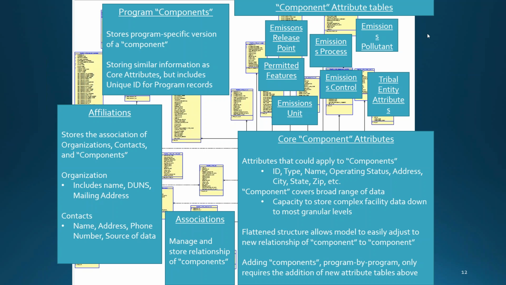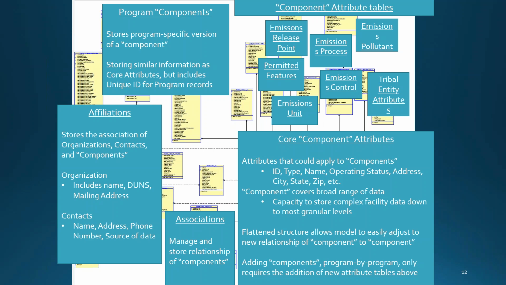So as you can probably understand, these things tend to get really complex, and this new data model is able to store these all in one location and, like I mentioned before, manage the association of these components with each other. It is important to note that we have a real core component set of attributes here that applies to all components that we might integrate in FRS.